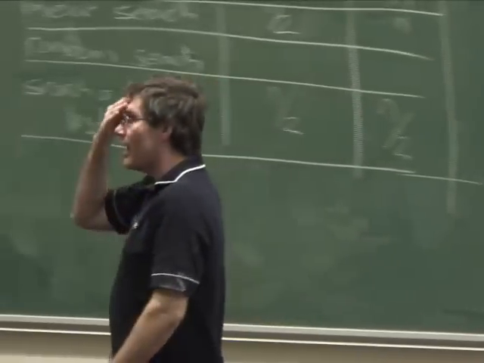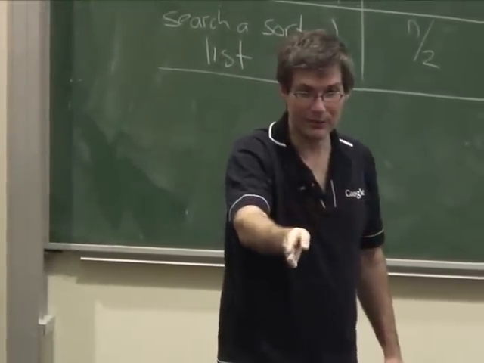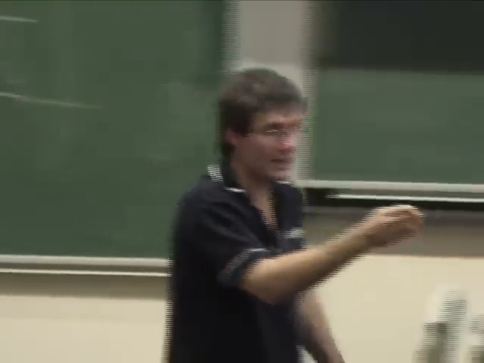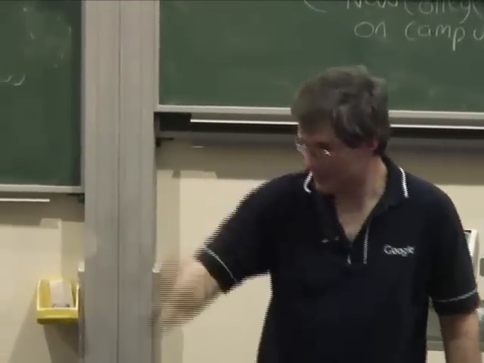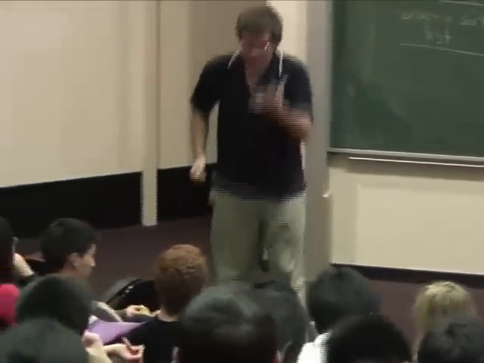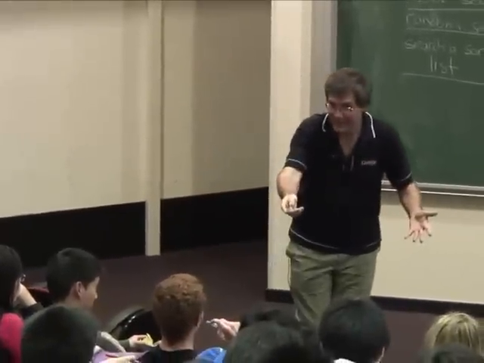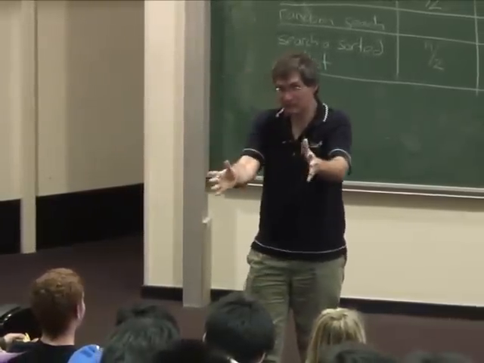Like, I'm thinking of a number between 1 and 100, and you can ask me a yes-no question. Do you say, is it 1? No. Is it 2? No. Is it 3? No. Is it 4? No. What questions do you ask instead? Is it bigger than 50? Yes. Is it smaller than 100? No, you know it's smaller than 100 because it's between 1 and 100. So it's a number between 50 and 100.